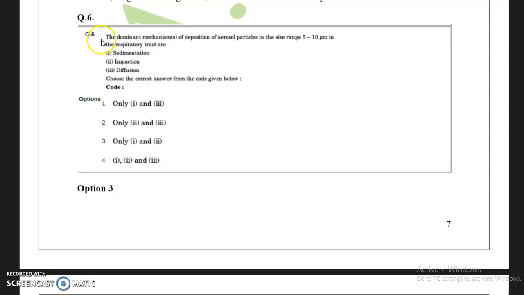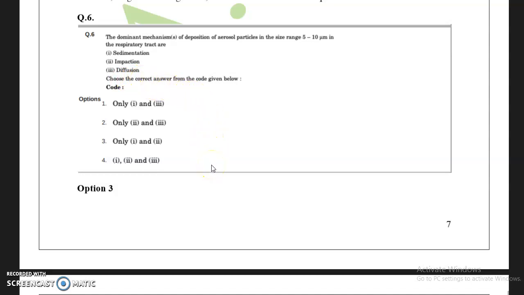This question says that the dominant mechanism of deposition of aerosol particles in the size range 5 to 10 micrometer in the respiratory tract are: first, sedimentation; second, impaction; third, diffusion. And you have to choose from the correct code given below.